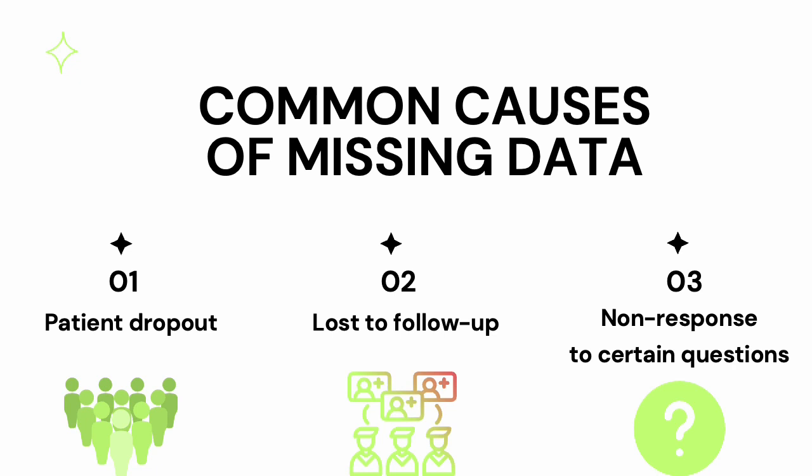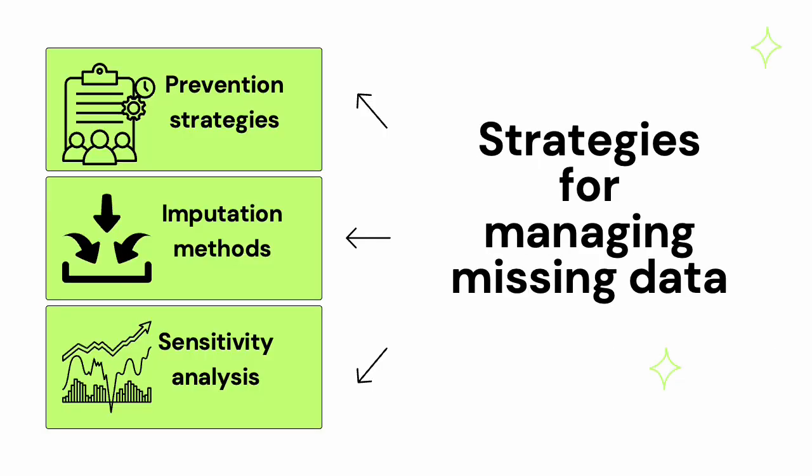And non-response. Certain questions may be perceived as intrusive or sensitive. Anonymizing responses and assuring confidentiality can increase response rates. Recognizing these sources allows for more effective preventive measures. Now let's discuss the proactive strategies we employ to manage and mitigate missing data effectively.